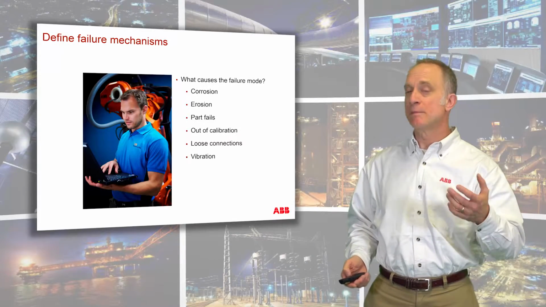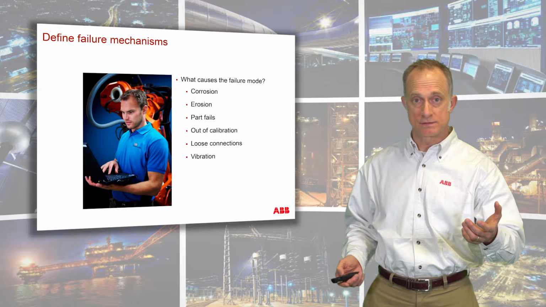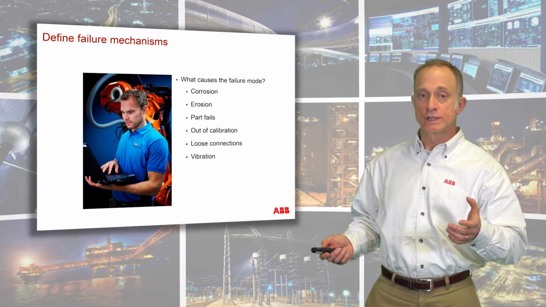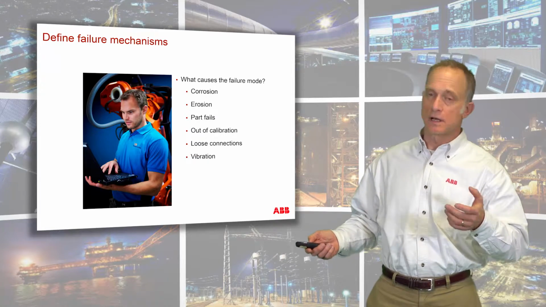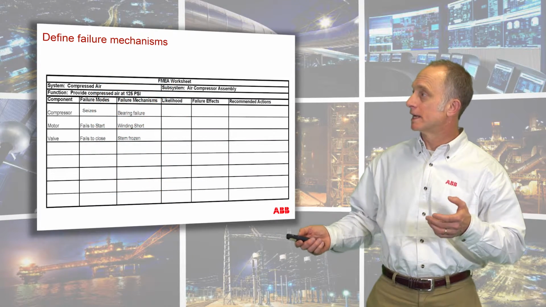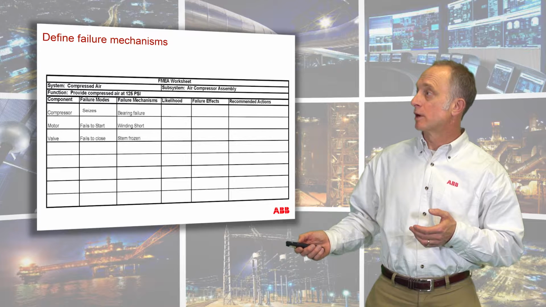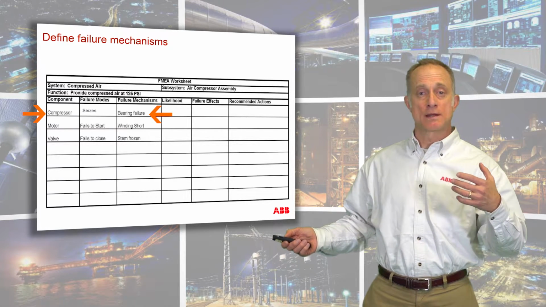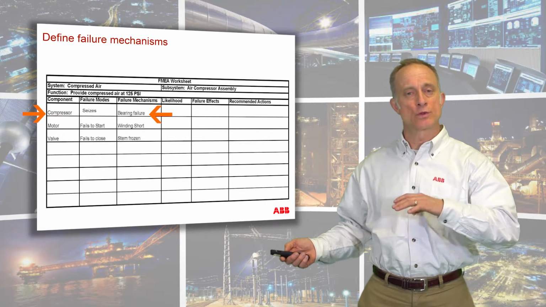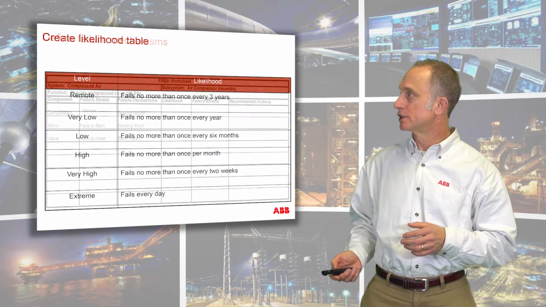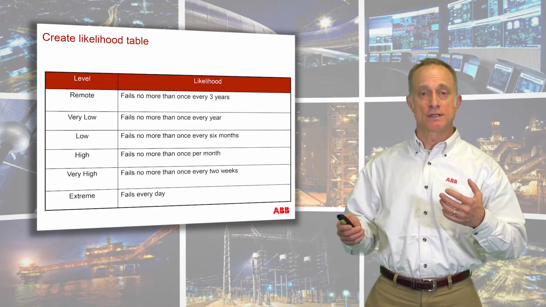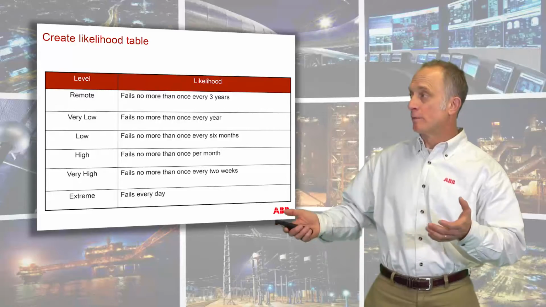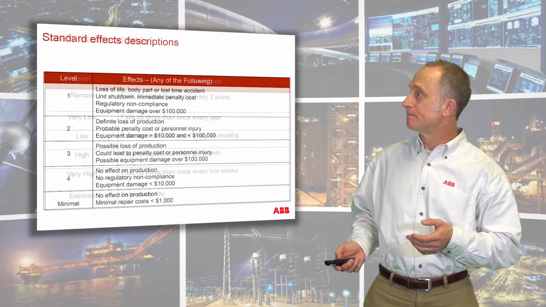Next, we want to look at the failure mechanisms. What would cause these things to fail? Here's just some examples. It could be corrosion or erosion, or a part fails, or it's not calibrated, and so forth. So again, in our example, with a compressor, the failure mode is that it seizes, and what would cause that might be a bearing failure. So we just go through all of our systems like that and fill out this sheet. And we create a likelihood table of that happening with a level such as this: remote, very low, low, high, up to extreme.